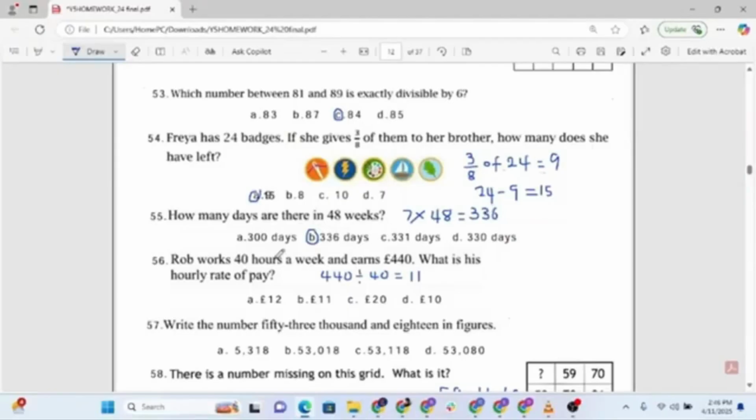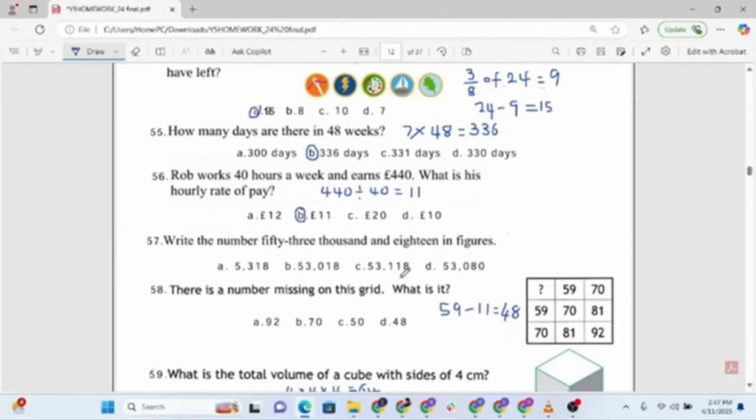Question 56. Rob works 40 hours a week and earns £440. What is his hourly rate of pay? The correct answer is option B, £11. Explanation. Divide 440 by 40. 440 divided by 40 equals £11 per hour.